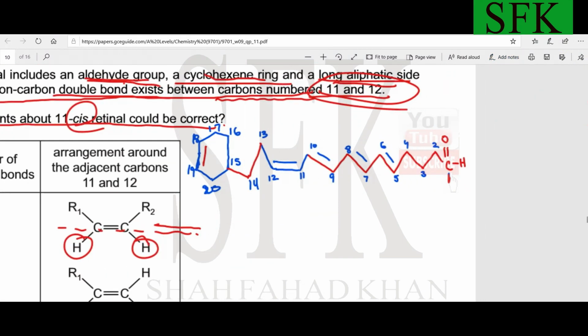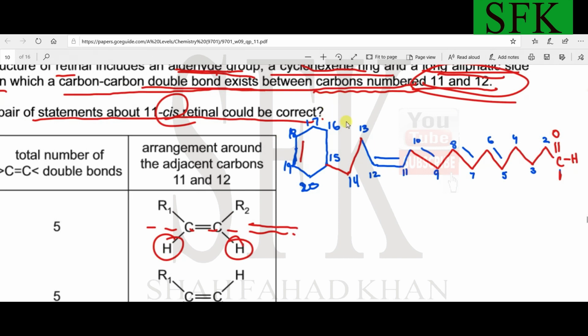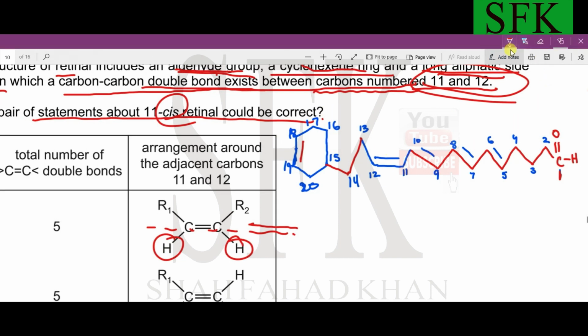Now from in here, let's look at the 11th carbon. So 1, 2, 3, 4, 5, 6, 7, 8, 9, 10, 11. Okay, this is the 11th carbon. After the 11th carbon, this bond is in the cis configuration. Okay, this is what the question told us.